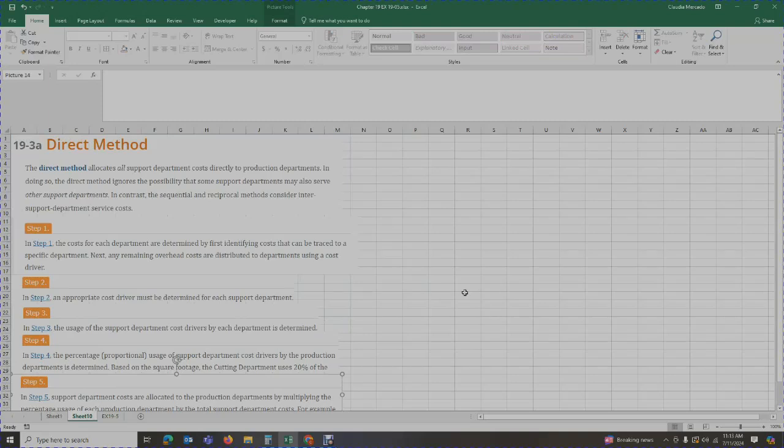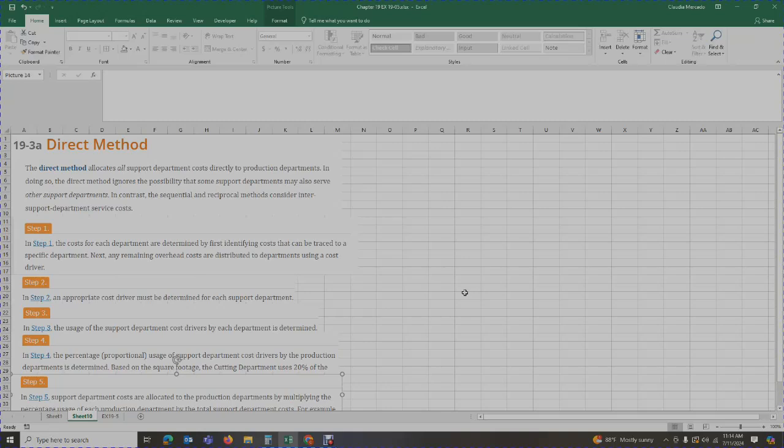So let's learn a little bit about what the direct method means, okay? So the direct method allocates all support department costs directly to the production departments. So whatever is spent on all the support departments, in this case we have two support departments, all of the costs associated with the support departments are going to be dispersed to the production departments based on the cost drivers, okay? In doing so, the direct method ignores the possibility that some support departments may also serve other departments. In contrast, the sequential and reciprocal methods consider inter-support department service costs, okay?